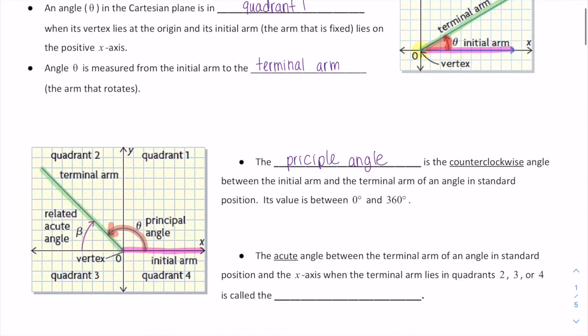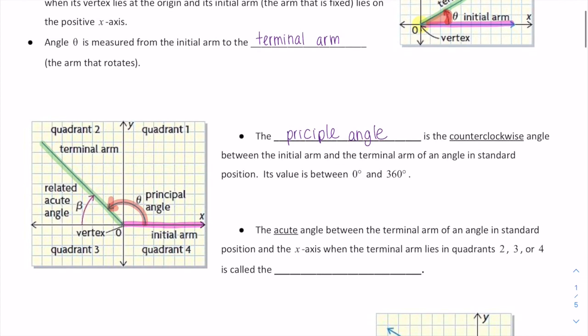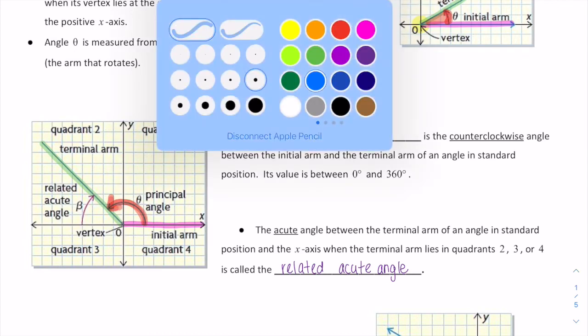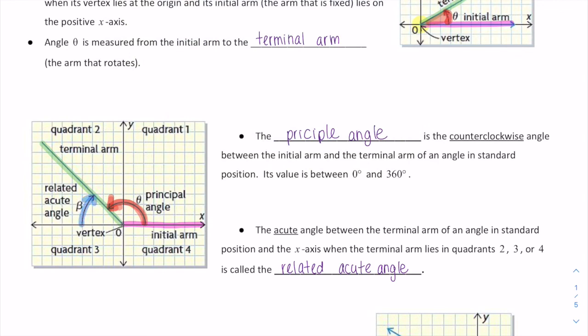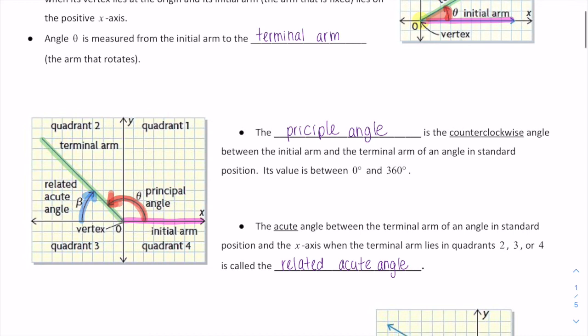Now, the acute angle between the terminal arm of an angle in standard position and the x-axis, where the terminal arm lies in quadrants 2, 3, or 4, is called the related acute angle. So if I look here, this big red line is a very obtuse angle. My alligator has his mouth really wide open. Now, this little angle that's living over here is my related acute angle. The reason it's related is because it's what's left for this to get fully flat on the other side. That's my related acute angle, and that is often denoted by a beta. We'll be drawing a lot of those as well.